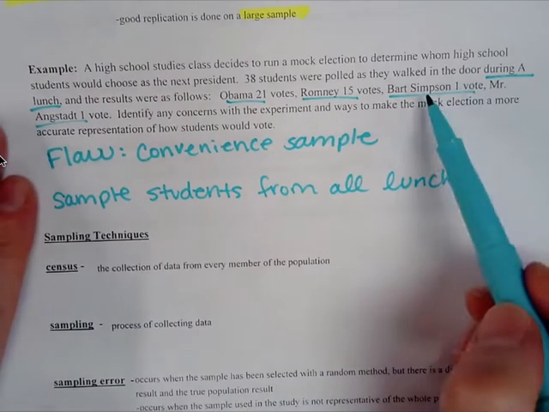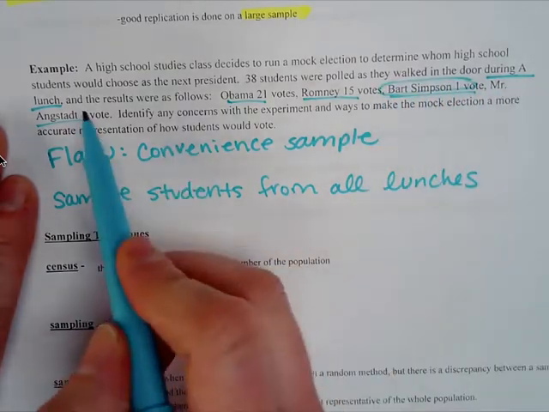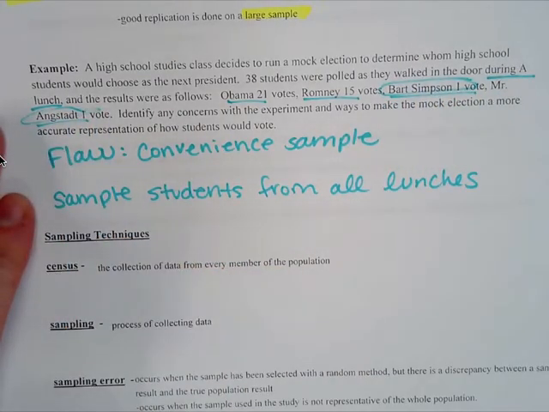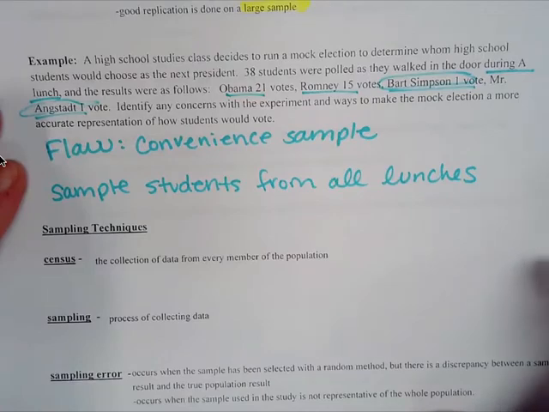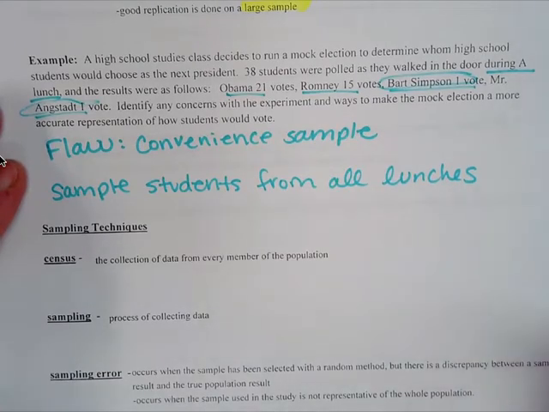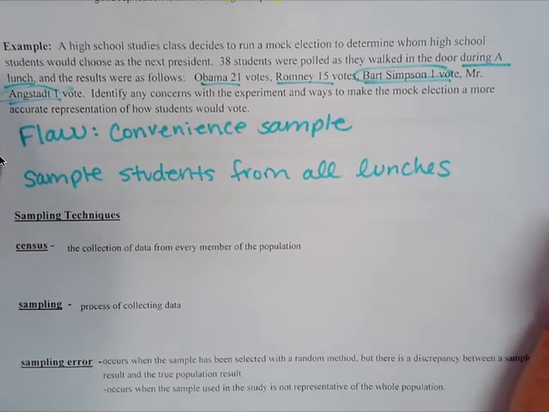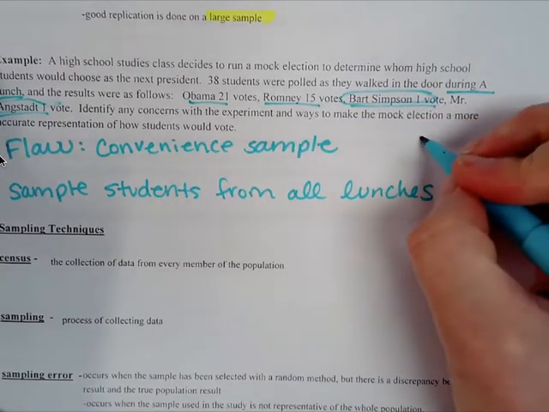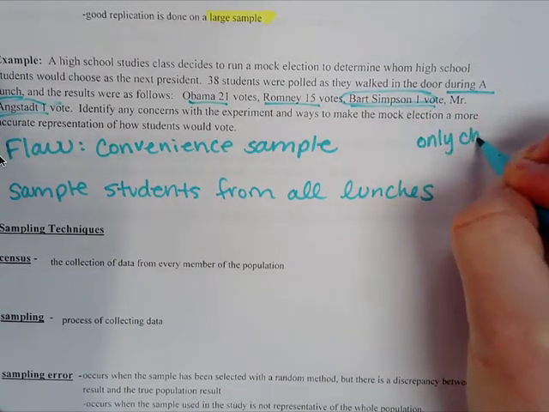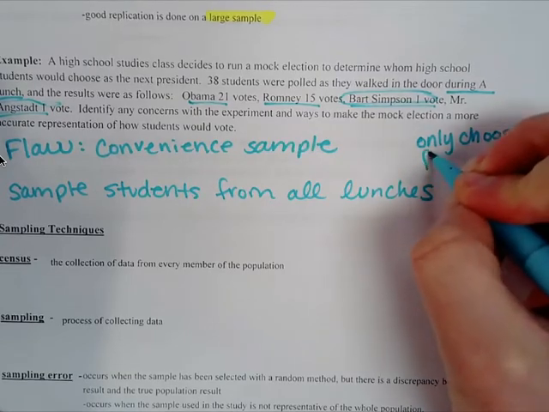And what about this whole Bart Simpson, you think, and the teacher? Do you think that's going to be helpful at all? No, they're probably just playing around. So what if you only get to pick from who's actually on the ballot? Only choose from a ballot.